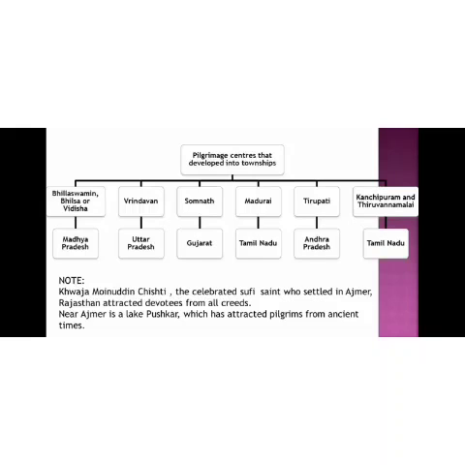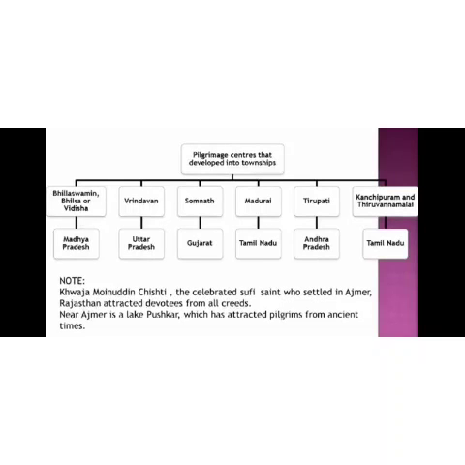Then the necessities to fulfill the needs of the pilgrims made people from different professions settle around temples. This created the foundations for the capital city as an economic center as well. So these are some examples of temple towns, like Vrindavan, Vidisha, Somnath, Madurai, Tirupati and then Tiruvannamalai, which are located in various places. Understood?